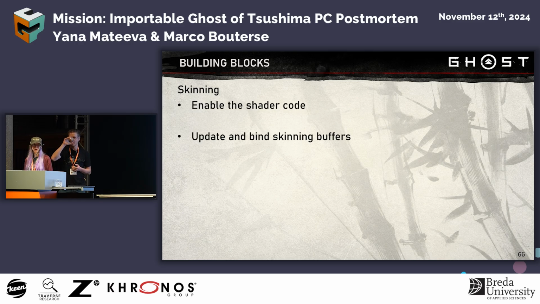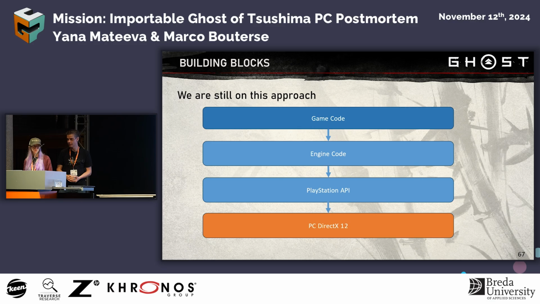And then we need to update and bind the skinning buffers. The binding part we already have solved. We can pass our resources through the SRT. However, it turns out that the update is actually the trickier part. We're still fully on this approach, so we're directly implementing our backend under the PlayStation API, but we're finally hitting the limitations of this because on PC, we just have much more complex interaction.